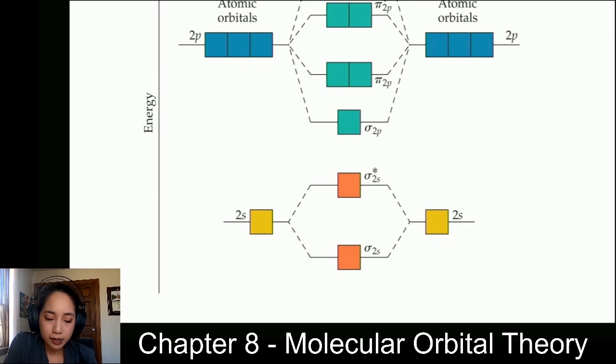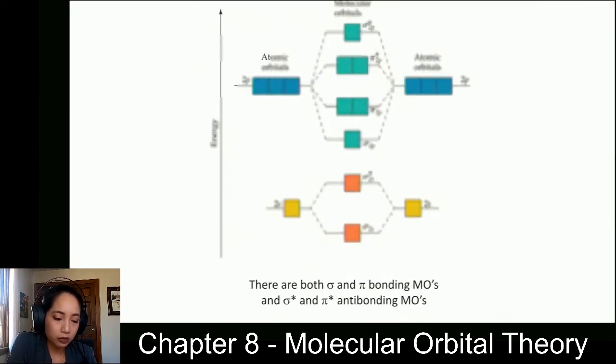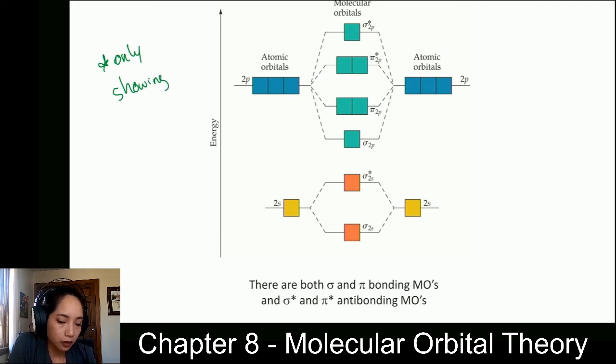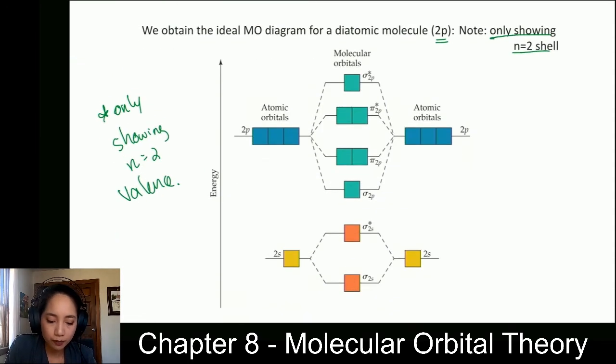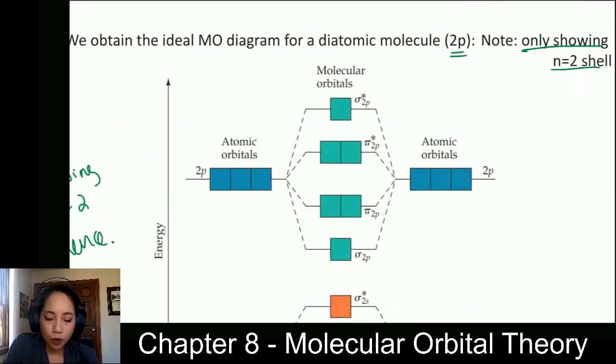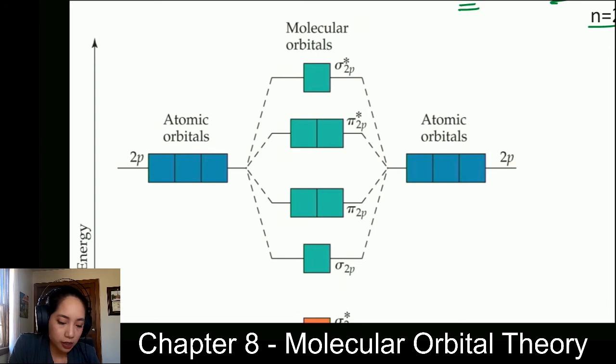So this is only for the valence shell, only showing the n equals 2 shell. So we have our s orbital interaction that we already talked about, right? We have our sigma 2s and our sigma star 2s. But now what's new are our p interactions. So we have px, py, pz.